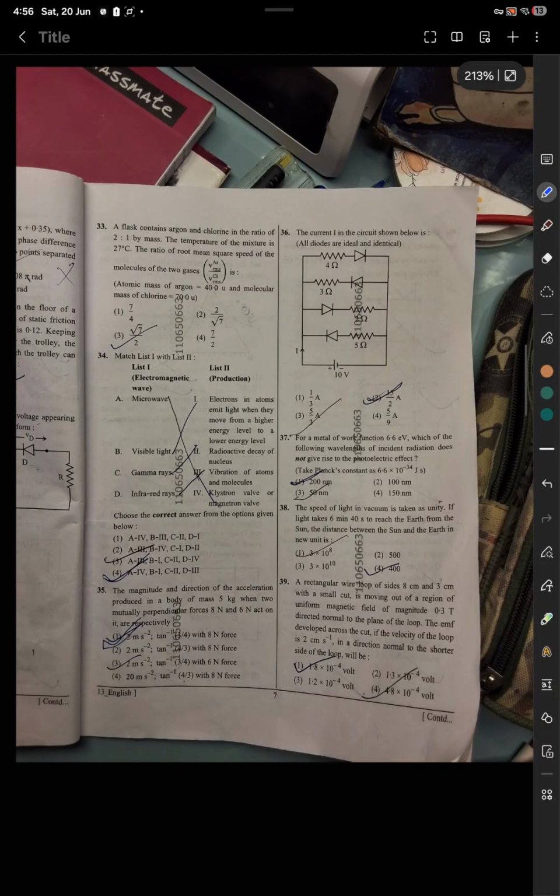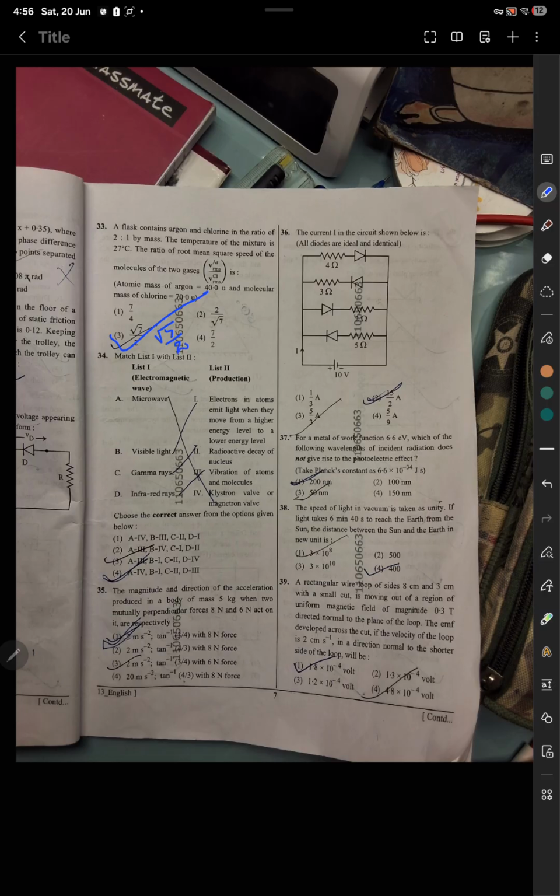So question number 33. A flask contains argon and chlorine in the ratio of 2:1 by mass. The temperature of the mixture is 27 degrees Celsius. The ratio of root mean square speed of the molecules of the two gases is. So option number 3, root 7 by 2, is the correct answer.